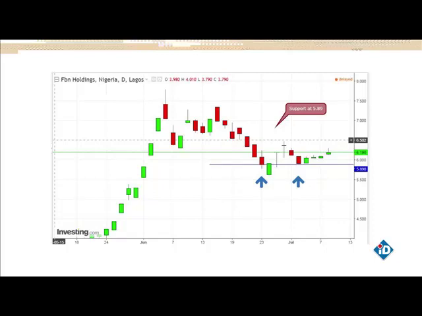The resistance is like a ceiling. If I throw a ball up and it hits the ceiling, what should happen to the ball when it makes contact? It should come down. The support is like a floor. If I bounce a lawn tennis ball on the floor, when it makes contact with the floor, what should happen? It should bounce up. So let's imagine this is the first resistance, in this case here, our ceiling.